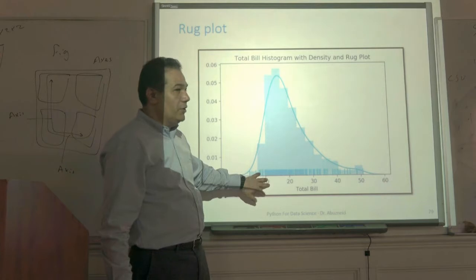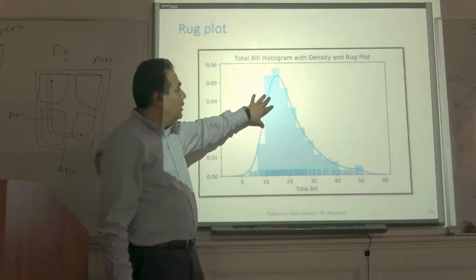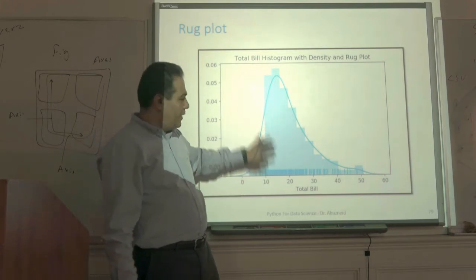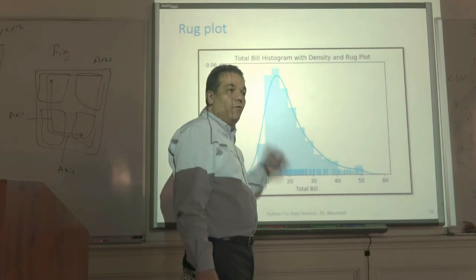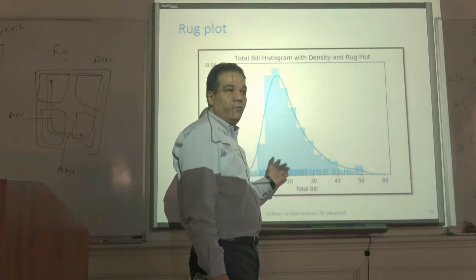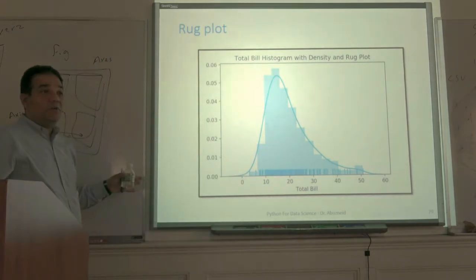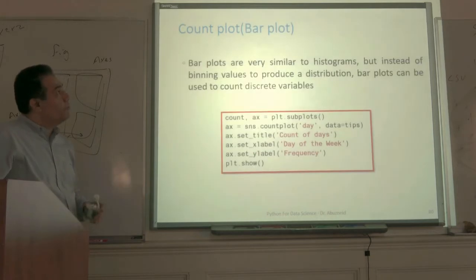So here it has three plots: histogram, density graph, and rug plot. You could have three of them together, one of them, or two of them. It's your call. Okay. And which library is this part of? Seaborn.